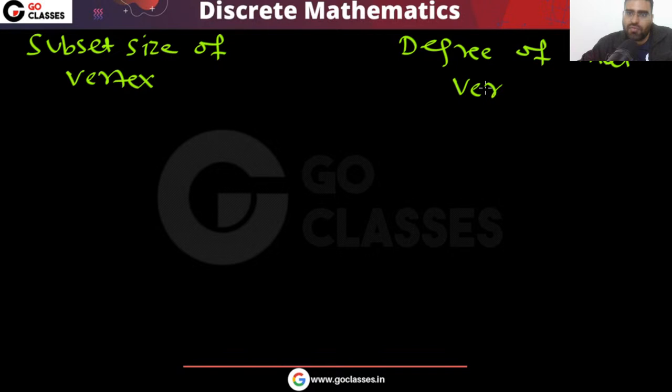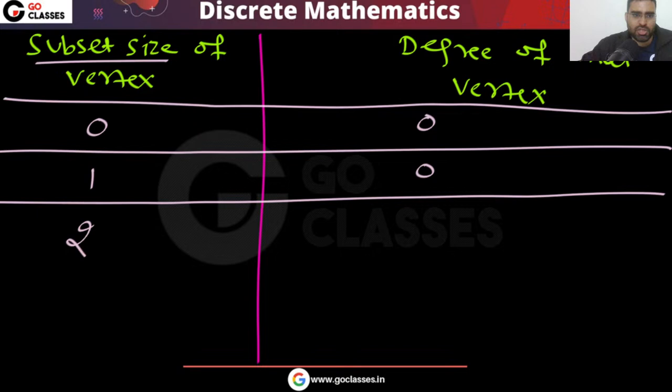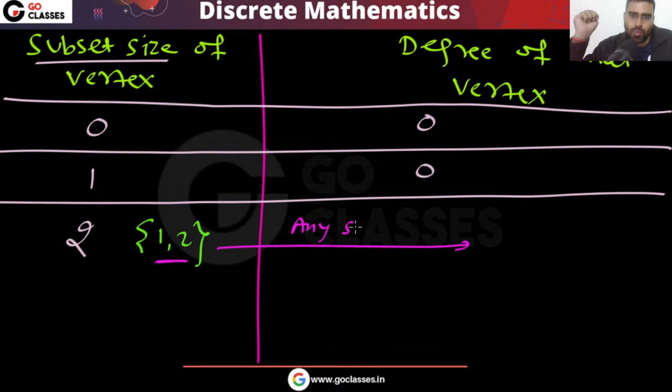So again, you tell me, if your subset size is 0, then degree is also 0. If your subset size is 1, degree is also 0. If your subset size is 2, consider this vertex. What will be the degree? Any superset will work. Do you agree? Yes or no? Any superset will work. How many remaining elements? Total n minus 2 remaining elements. Any superset.